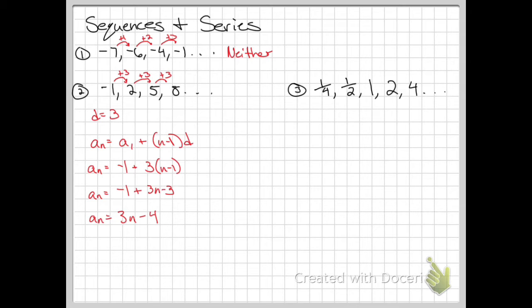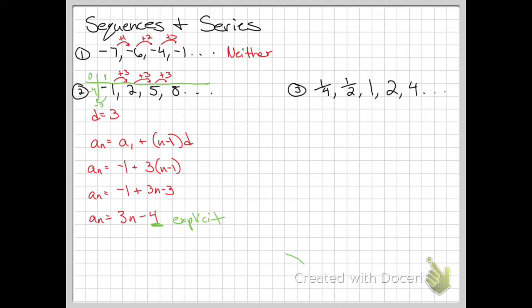Also, remember, you could always make this a table. This is the first term. If I want the 0 term, I would have to go -3 in that direction, and that's where that -4 came from. Remember, this is the explicit form.